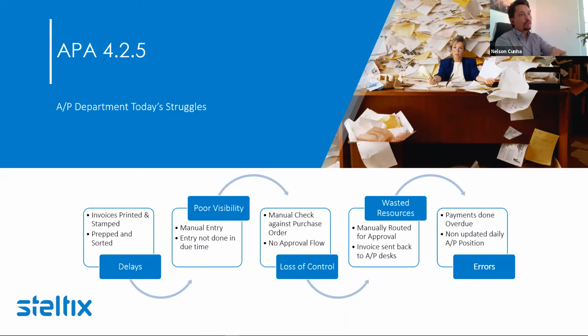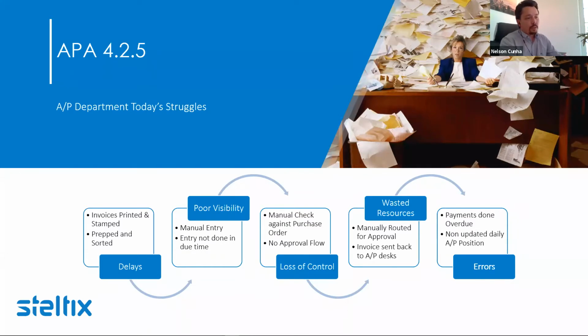The standard does not cope with many of the requirements, and we also experience that at Steltix while we do projects, especially the AP departments. Companies still print and stamp every invoice. They prep and sort everything manually, causing delays, as I will show here. Especially if they only adopt the standard functionality, the companies will rely entirely on manual entry of transactions, which can cause entry not to be done on time, or the invoice often stays on the table for longer than expected. Right?